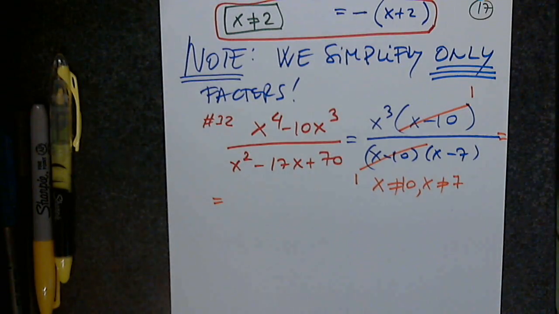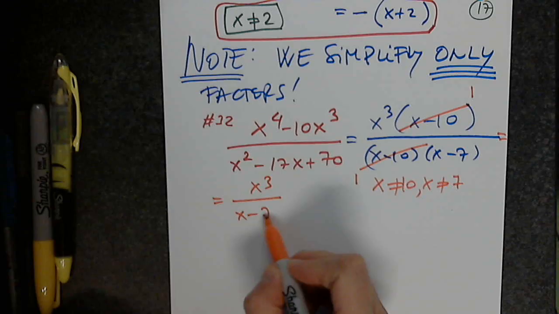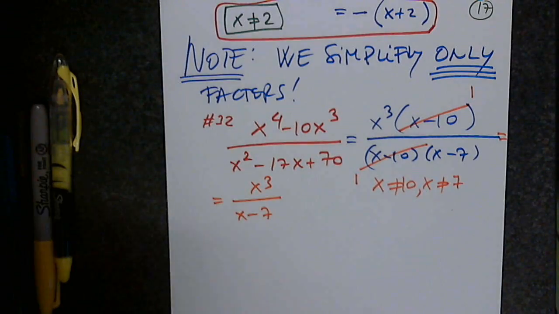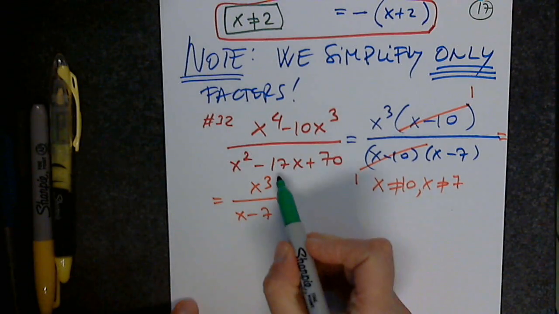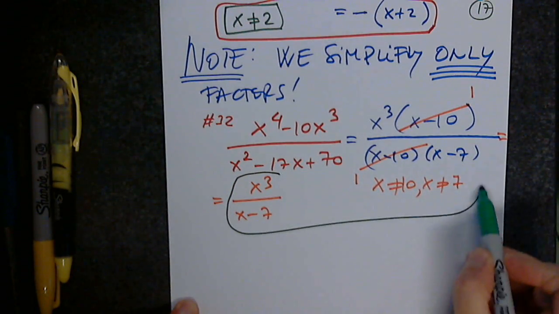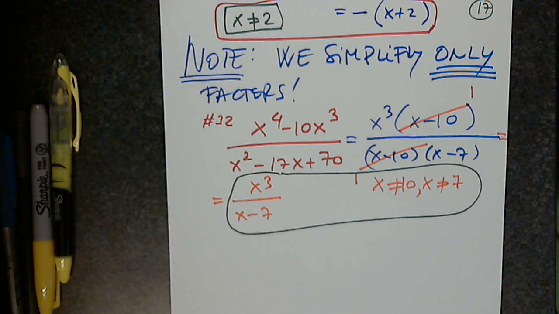What is left at the top? What is left in the denominator? What is the correct final answer, not what you see in your book? So the final answer is, the simplified form is x cubed over x minus 7, only if x does not equal 10 or 7, because if x is 10 or x is 7, the whole thing is undefined. Right.